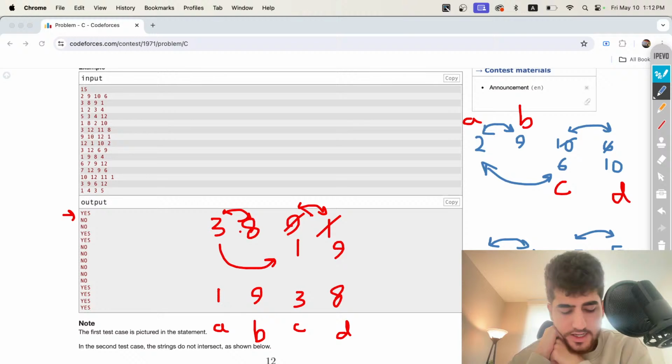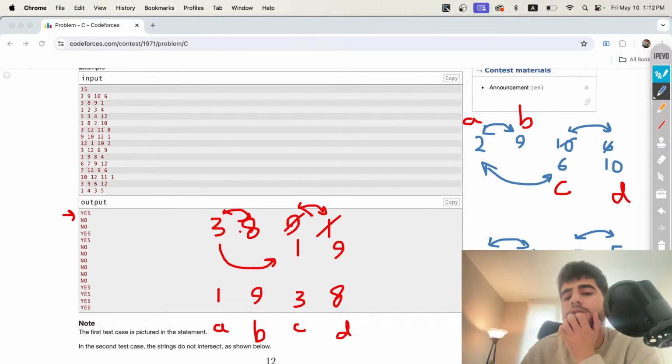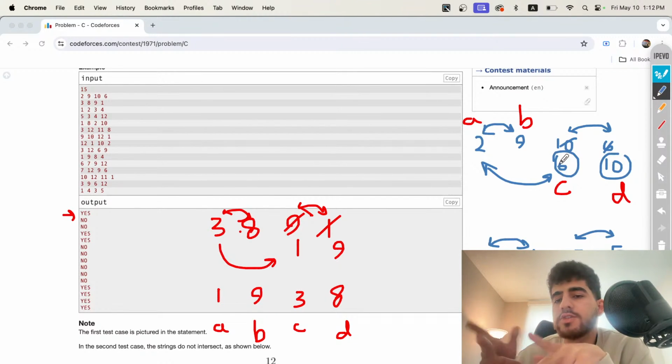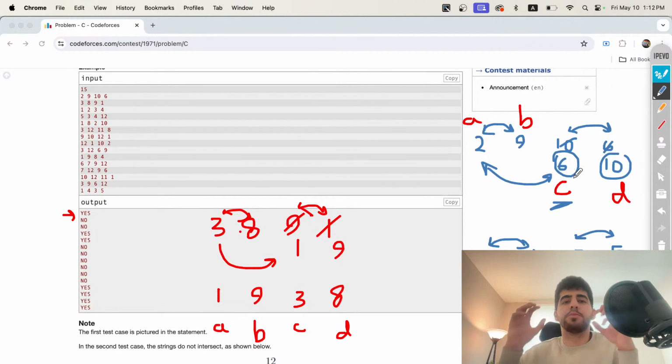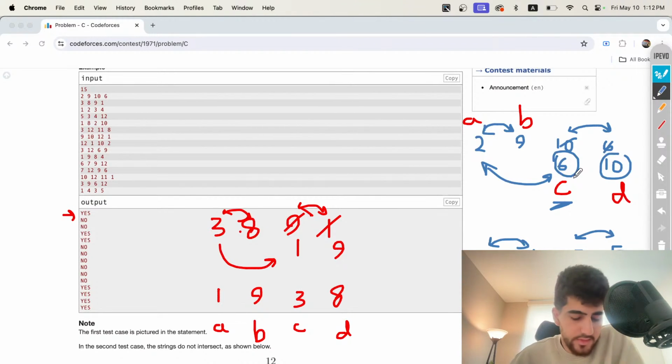Yes, exactly. It checks if both of these points are inside or outside, or whether they are in different sides. So when we sort them, then we are sure that C should be between A and B, and D should be greater than them. So it makes everything more structured, and it makes our work easier to solve the problem.